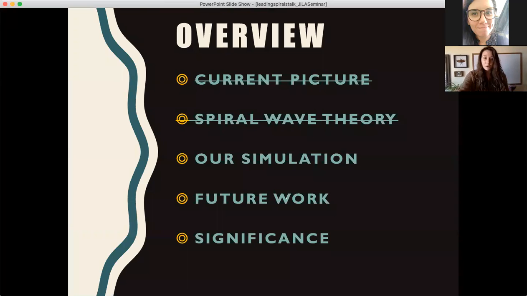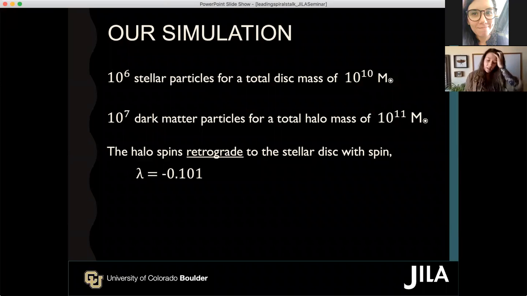Let's actually go through our simulation and see them take shape. So in this study, we simulate a galaxy with a collisionless N-body disk of 10^6 stellar particles with a total disk mass of 10^10 solar masses, and an isotropic dark matter halo consisting of 10^7 dark matter particles for a total halo mass of 10^11 solar masses.